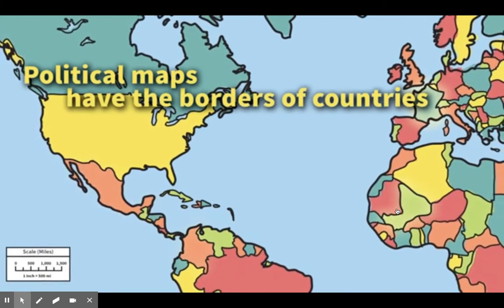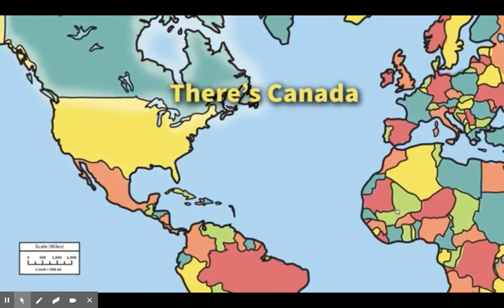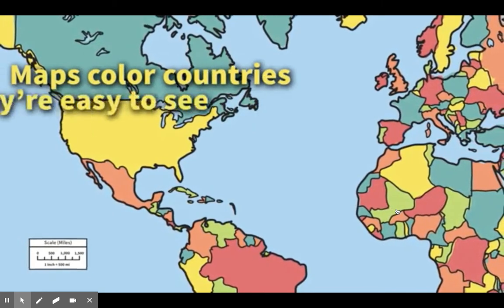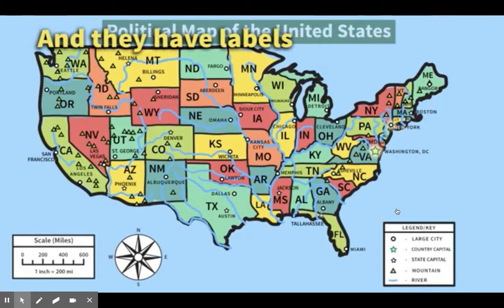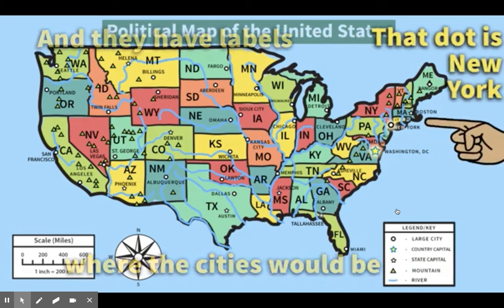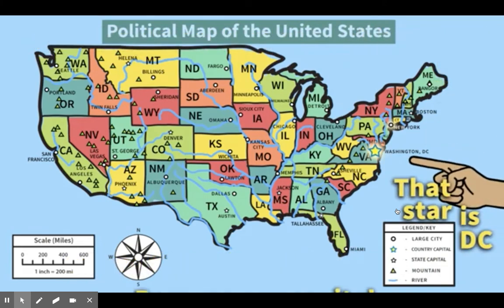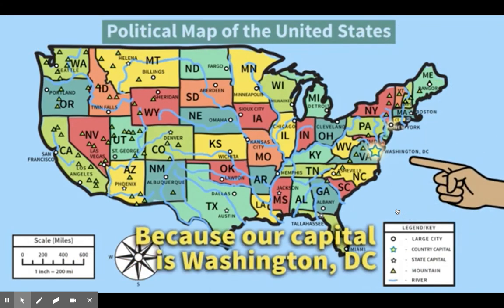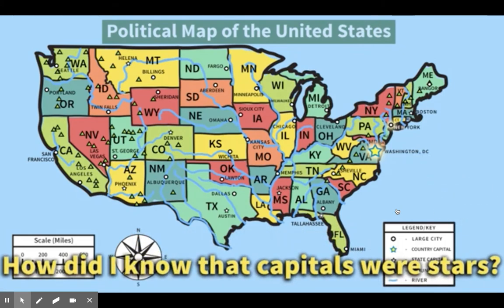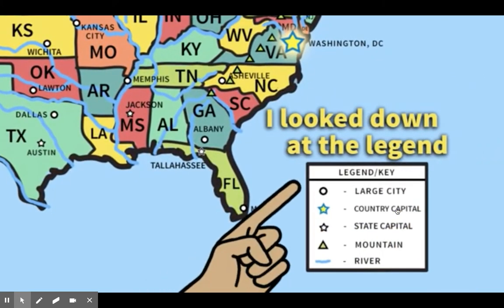Political maps have the borders of countries. There's the US, there's Canada, trust me. Maps color countries so they're easy to see. And they have labels where the cities would be. That dot is New York, that star is DC, because a capital is Washington, D.C. How did I know that capitals were stars? I looked down at the legend, it's not far.